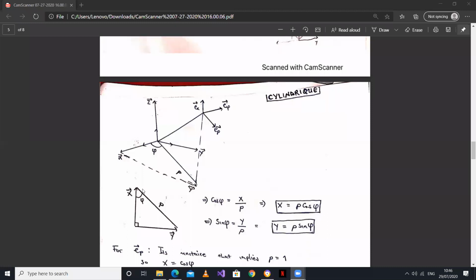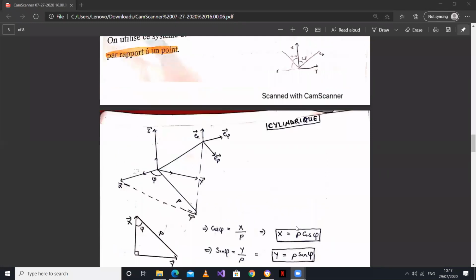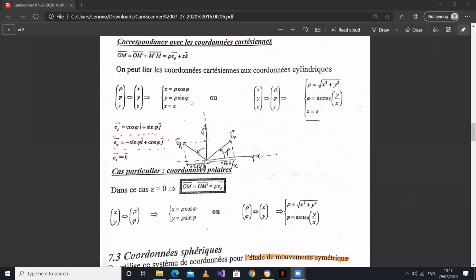So cos phi is going to be equal to the adjacent side over the hypotenuse side, which is x over rho. Sine phi is going to be the opposite side over the hypotenuse side, and the side opposite to phi is y, so it is y over rho. And here we want x in terms of rho, phi, z, and y in terms of rho, phi, z. So we make x the subject of the formula. We will have x equal to rho cos phi and y equal to rho sin phi, as given by the formulas there. Is it clear? Yes, it's clear. Okay, good.